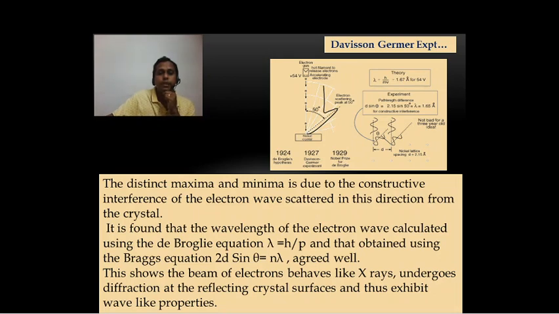Now, for an electron accelerated through a voltage of V volts, its wavelength is lambda equals h divided by the square root of 2meV. For a particular voltage, that is 54 volts, this lambda matches with the Bragg equation. Is it clear?